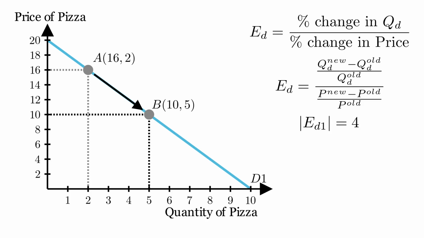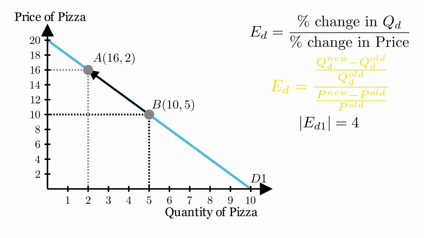Before moving on, notice that we treated point A as the old point and point B as the new point. In other words, price and quantity demanded have changed from point A to point B. If we reverse the order and treat point B as the old point and point A as the new point, the elasticity value changes. We will demonstrate this shortly. To avoid this directional bias problem, economists often use the midpoint formula. However, to keep the analysis simple, we will continue using our current percentage change formula.